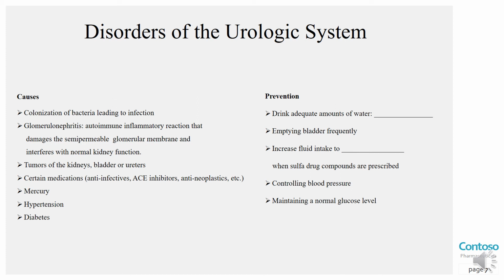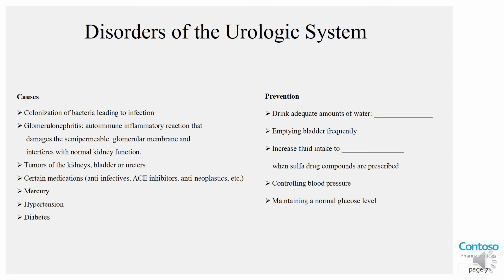Tumors can form in the kidneys, the bladder, or the ureters. Certain medications can lead to urologic system toxicity. Heavy metals such as mercury can chemically alter the glomeruli.